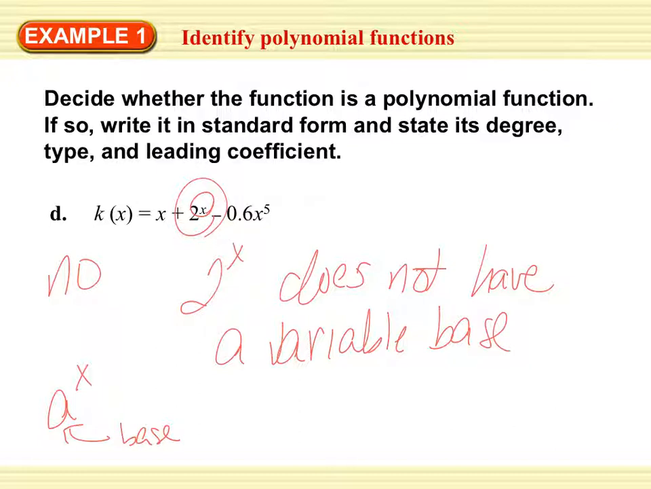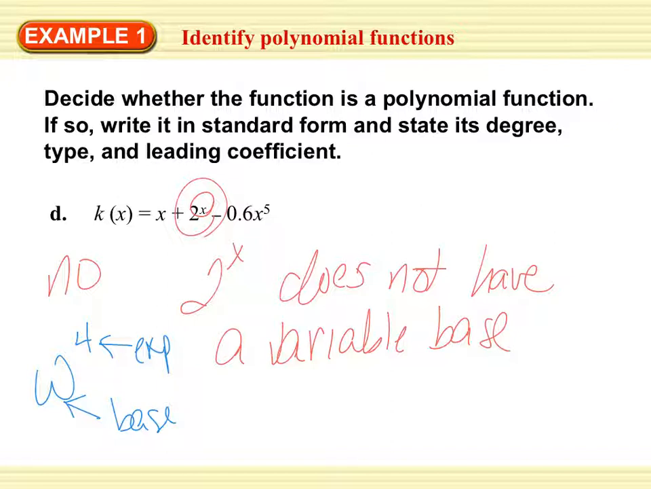I mean, I could use anything there. I picked A. Normally, let's do, I don't know, W to the 4th. This is the base, and this is the exponent. So we're saying this is not a polynomial because 2 to the x does not have a variable base. That's not a variable base.